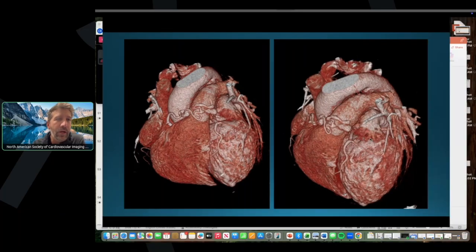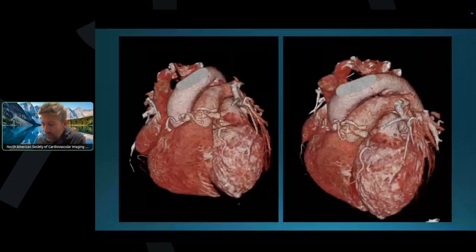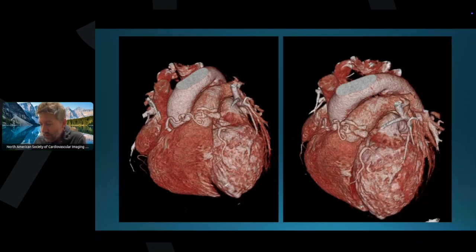How many people do we have connected? Several. Does anyone want to, any adventurous person want to say? Coronary fistula to the PA.